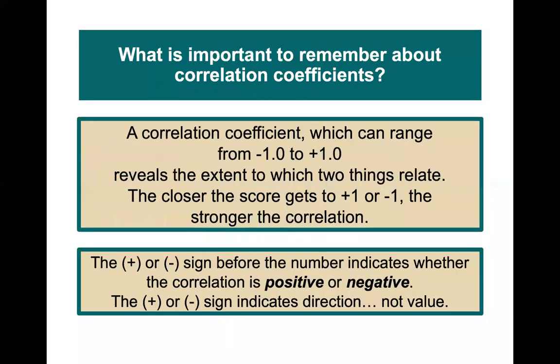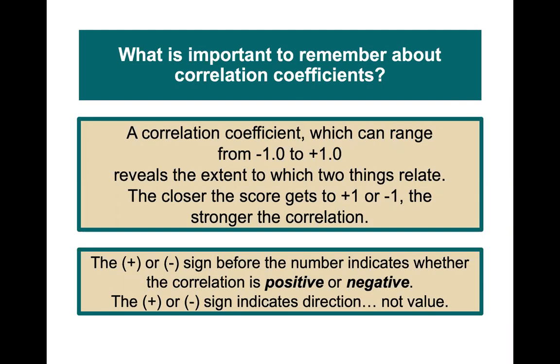What is really important to remember about correlation coefficients? So a correlation coefficient, which can range, again, remember, from a perfect negative correlation of negative 1.0 to a perfect positive correlation of 1.0, reveals the extent to which two things are related. The closer the score gets to positive 1 or negative 1, the stronger the correlation. The positive or negative sign before the number just tells you whether the correlation is positive or negative, not that you should be judging it as a good thing versus a bad thing. It indicates direction, not any sort of value.